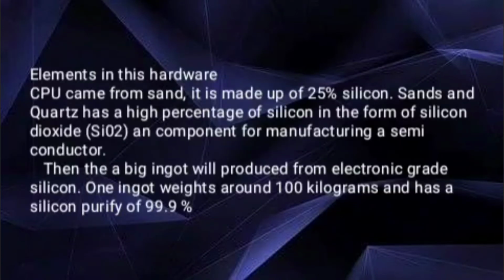CPU came from sand. It is made up of 25% silicon. Sand and quartz has a high percentage of silicon in the form of silicon dioxide, a component for manufacturing a semiconductor. Then the big ingot will be produced from electronic grade silicon. One ingot weighs around 100 kilograms and has a silicon purity of 99.9%.